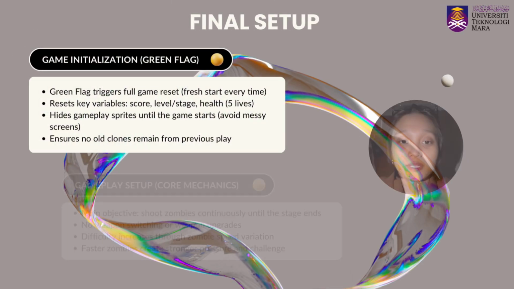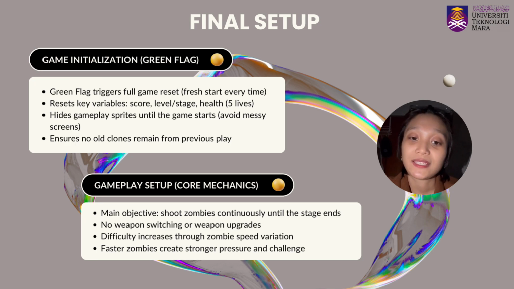So for the game initialization, when the green flag is clicked, the game performs a full reset. This means important variables like score, level, or stage status and the player's health are set back to default values. At the same time, the game hides gameplay elements until the player starts the game, so the screen stays clean and organized. This setup prevents bugs such as zombies or bullets still appearing from the previous round.